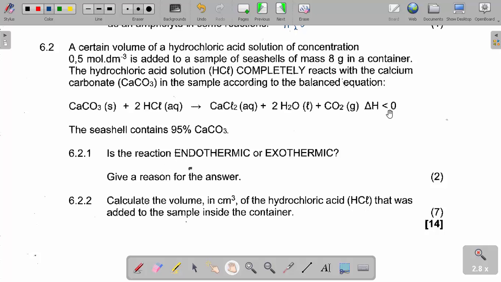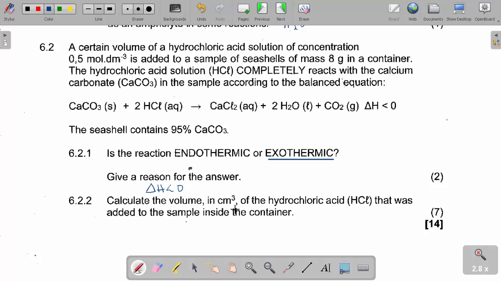Now this delta H being negative means that the reaction gives off heat. And when the reaction gives off heat, it's called exothermic. So my answer here is: it is exothermic. Why? Because my delta H is less than 0. That means the net heat change is negative. So delta H less than 0 means it is exothermic. Hope we are together.